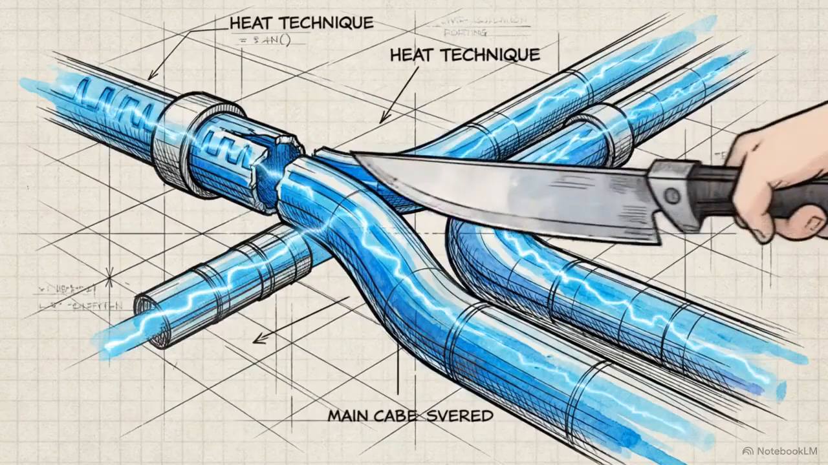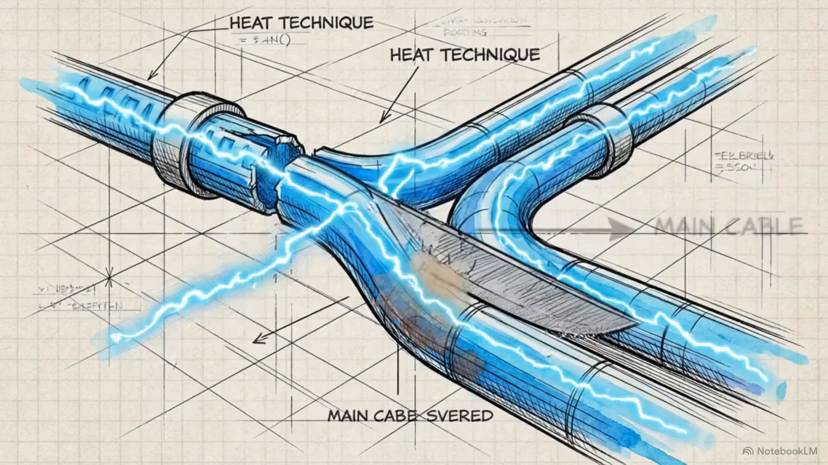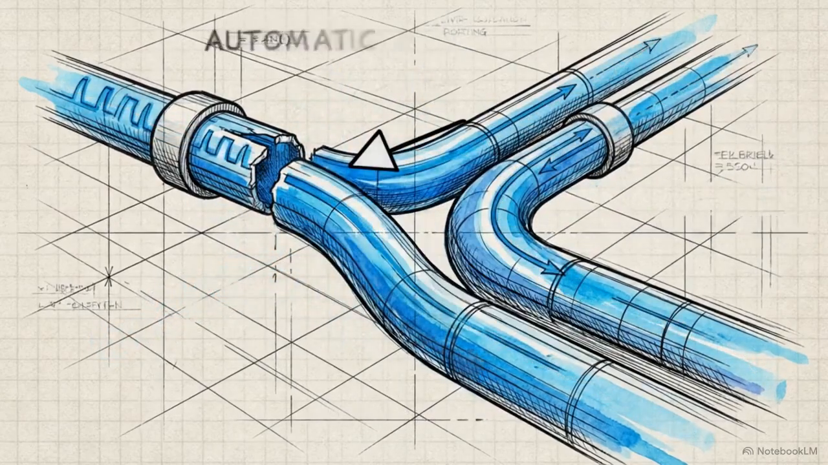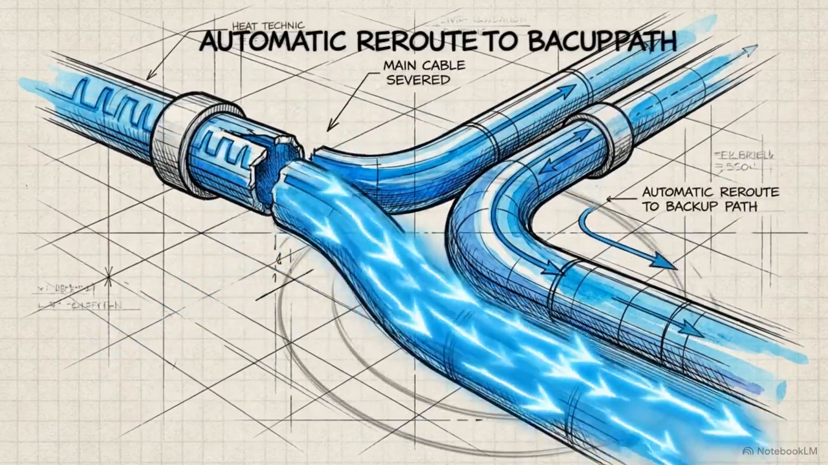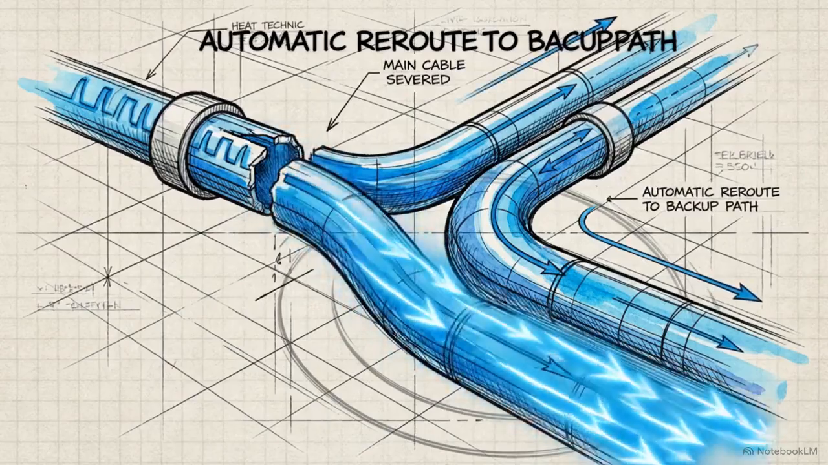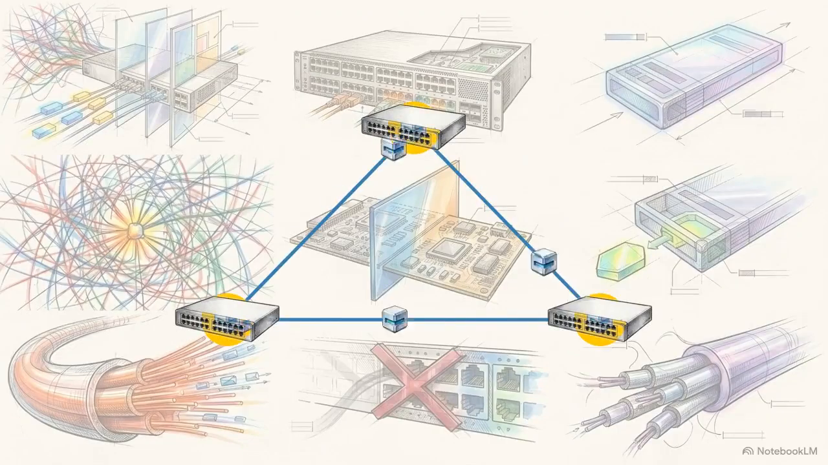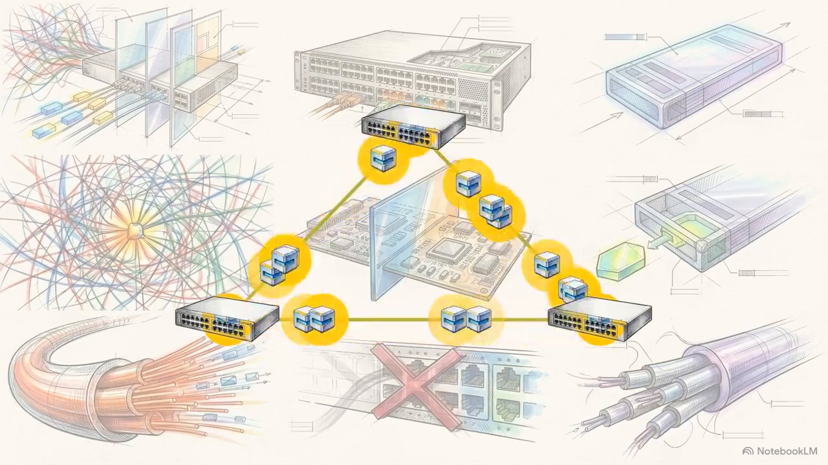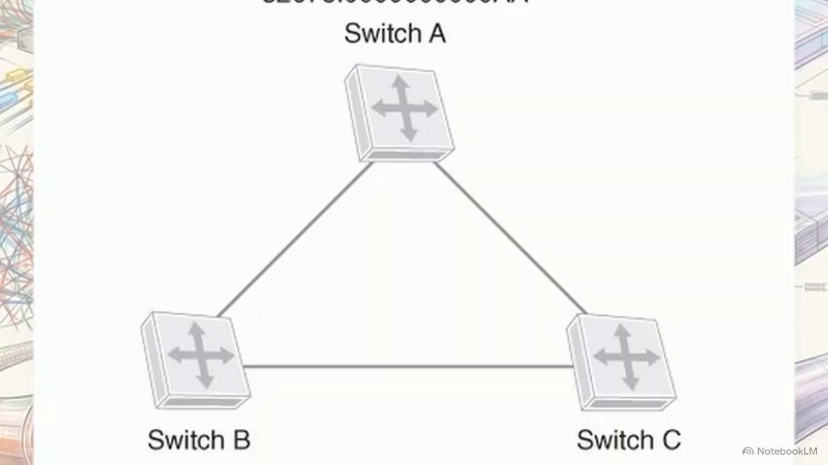Enterprise networks must also maintain high availability. To survive a cable cut or a hardware failure, the architecture must include redundant physical paths. However, connecting multiple switches with redundant cables creates a physical loop. In this triangle formed by switch A, switch B, and switch C, a loop is present.